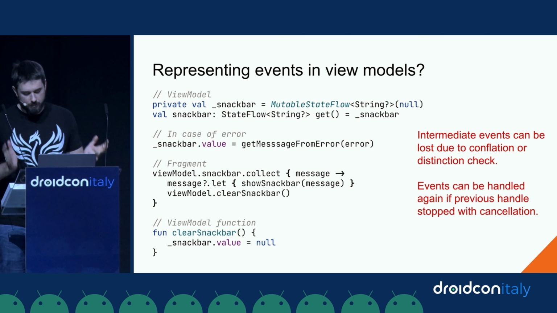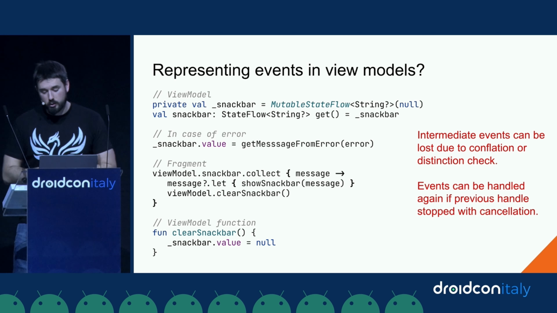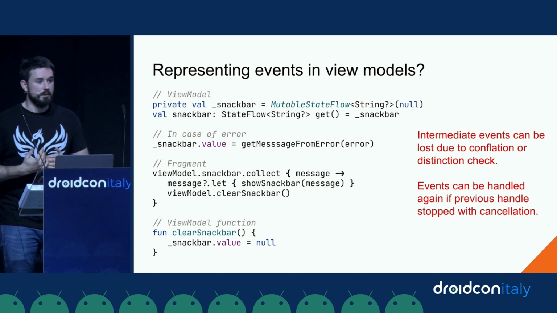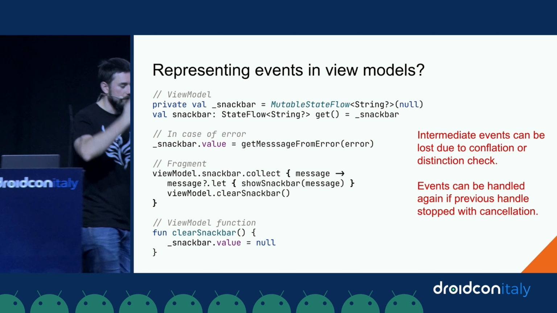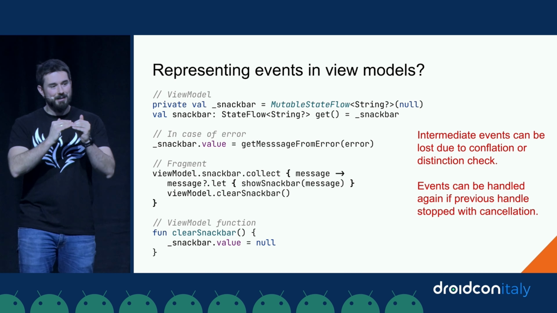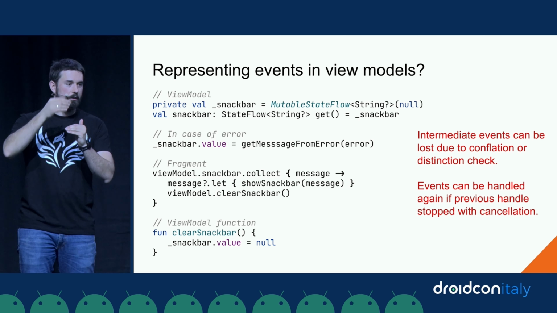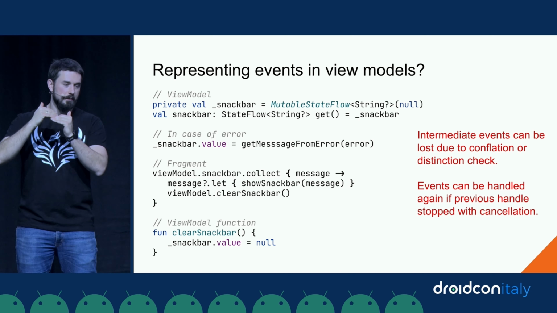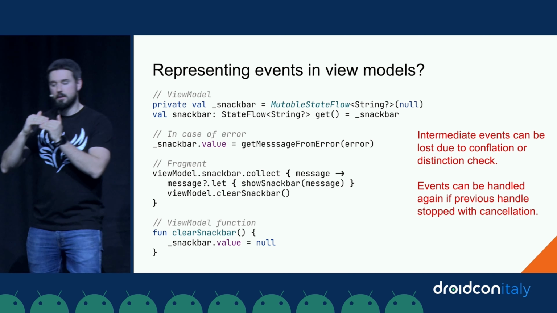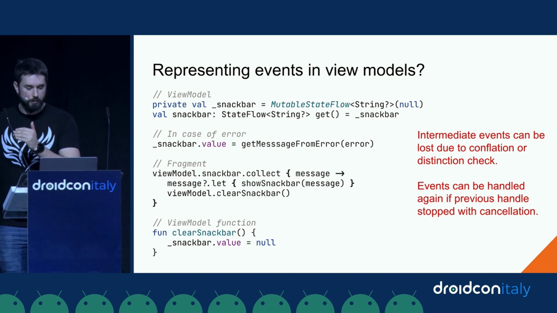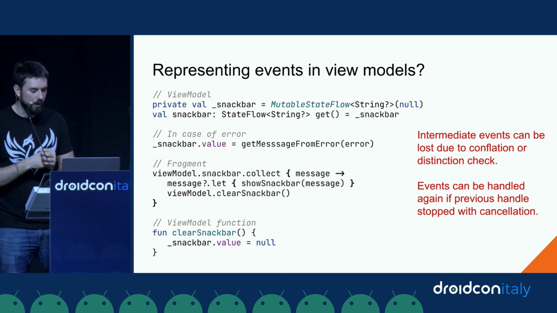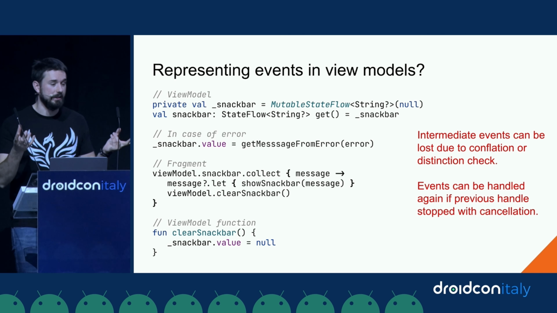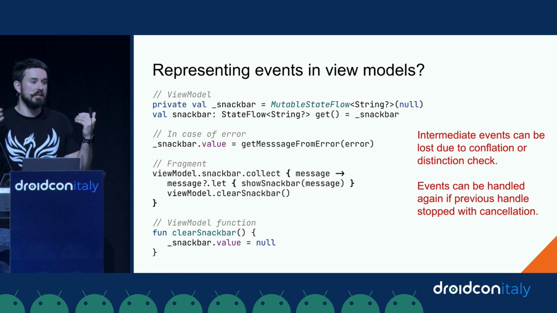The two most important ones are, first, that you can lose some events. If you have very quick events one after another, because of conflation, you can lose intermediate events. Or if you have two identical events, you will only handle one of them. So the mechanics of a StateFlow will drop updates, which is not great. Also, it's possible, because of cancellation, to have the same event handled twice.